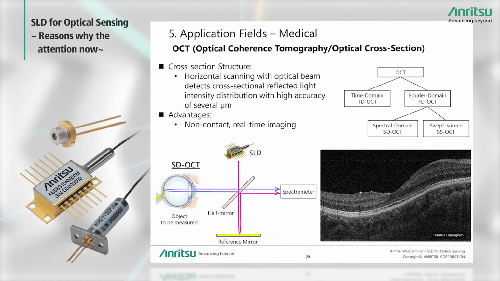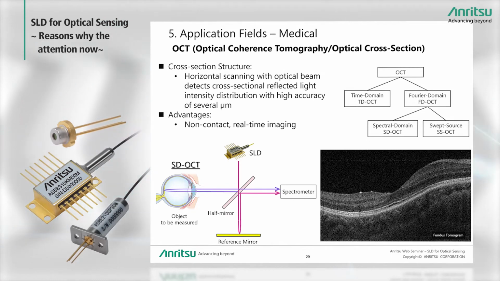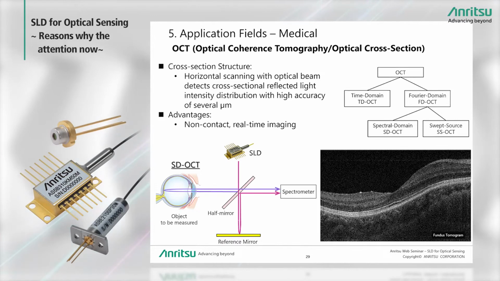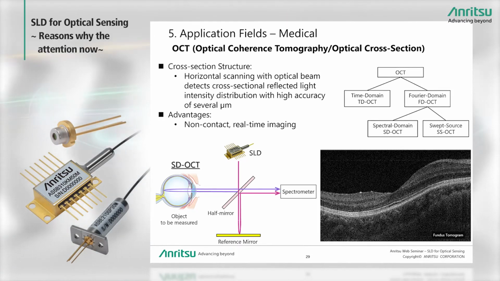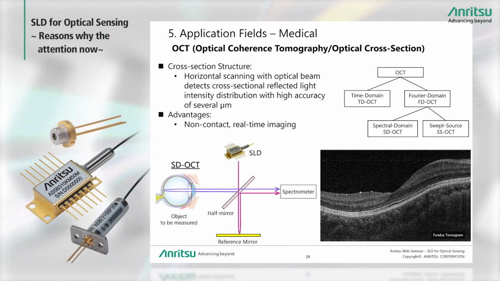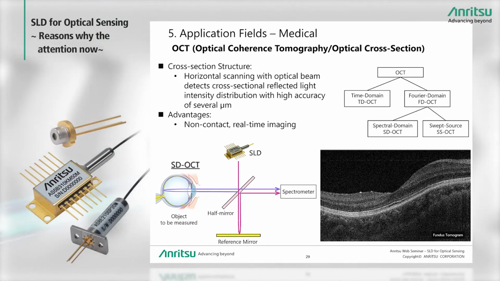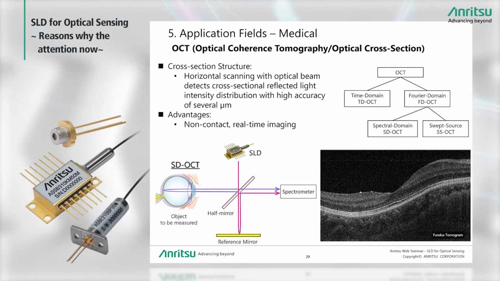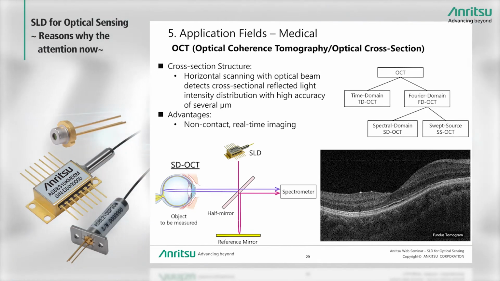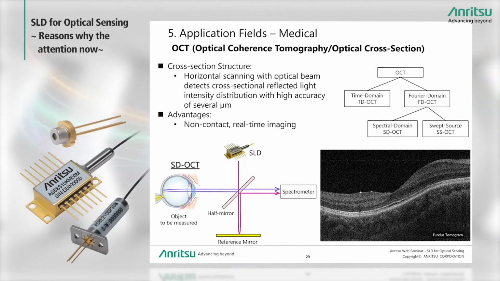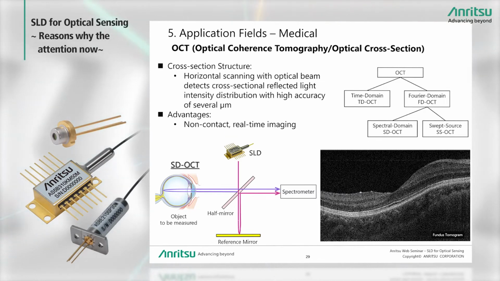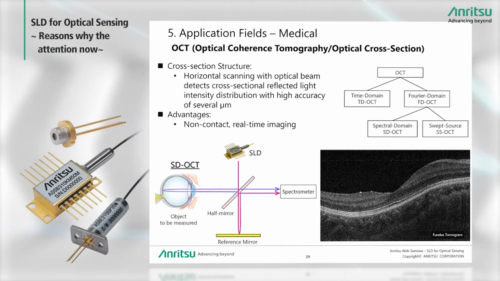The figure at the bottom left shows an example of the SD-OCT optical system. Light from the SLD is split by a half mirror with one beam passing to the eye and the other beam passing to a fixed reference mirror. The reflected beams pass back to a detector where the cross-sectional reflected light distribution is observed. In addition, moving the beam laterally can be used to create a cross-sectional image of the retina. This setup has the advantage of supporting real-time, non-contact observation.